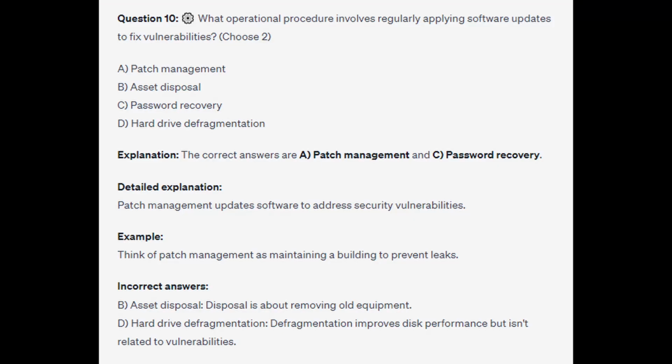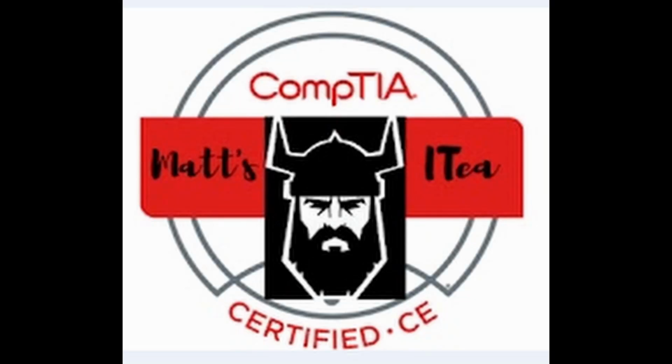And the correct answers are A and C, patch management and password recovery. Patch management updates software to address security vulnerabilities. Think of patch management as maintaining a building to prevent leaks. And for the incorrect answers, asset disposal is about removing old equipment, and hard drive defragmentation improves disk performance but isn't related to vulnerabilities. Don't forget to read all the questions carefully.